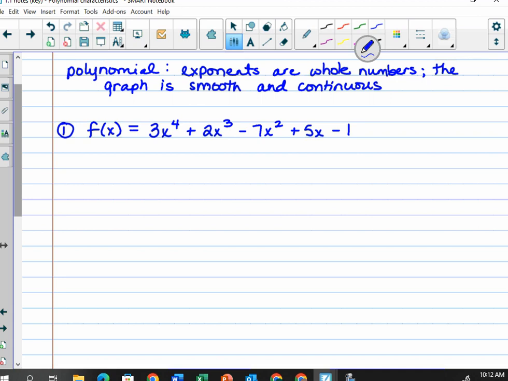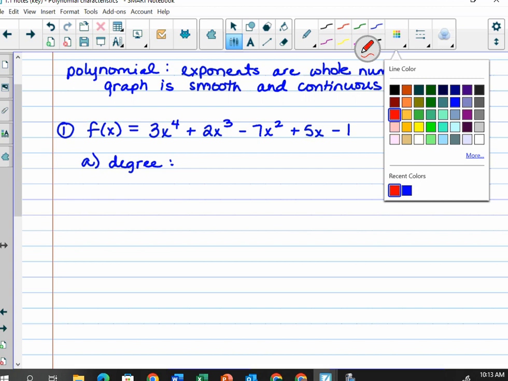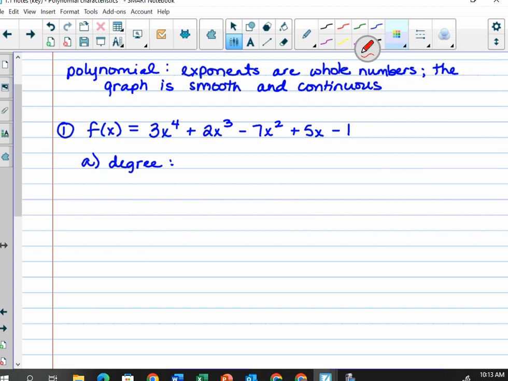Okay, so let's talk about a few different parts of this. First, the degree of the polynomial. Any guesses? What's the degree of this one? Yeah, it is 4. So when it's written out like this, this is called standard form, where you have all your terms, you don't have any factors. All you're doing is looking for the highest exponent, and that is your degree. So in this case, the degree is 4.